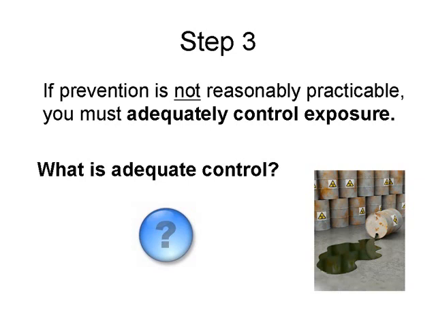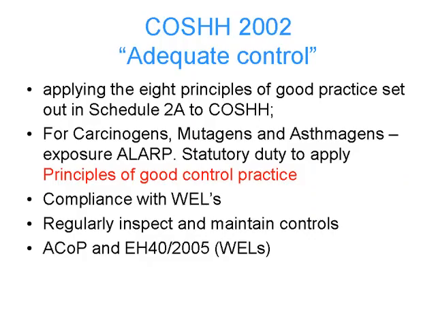What is adequate control? COSHH 2002 states that adequate control is in applying the 8 principles of good practice set out in Schedule 2A to COSHH. For carcinogens, mutagens and asthmagens, exposure should be as low as reasonably practicable, and the statutory duty to apply principles of good control practice, compliance with workplace exposure limits, to regularly inspect and maintain controls, and referring to the approved code of practice in EH40.